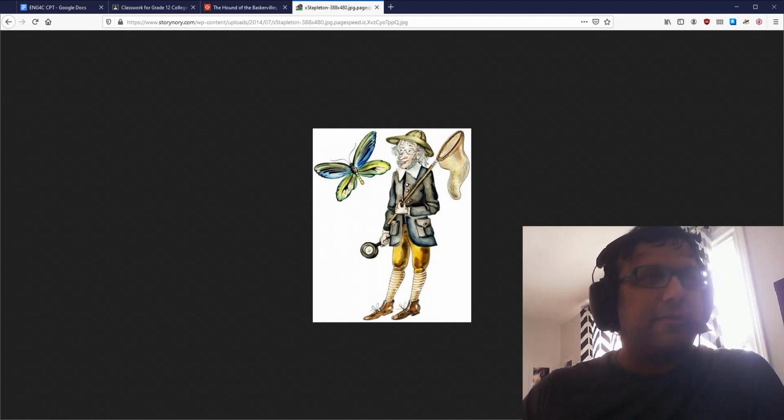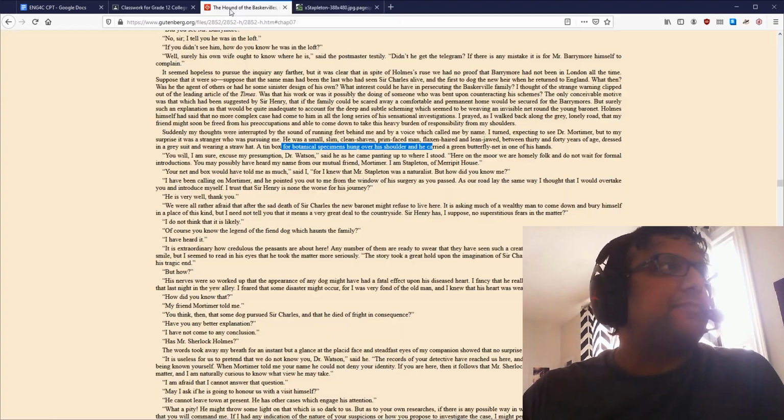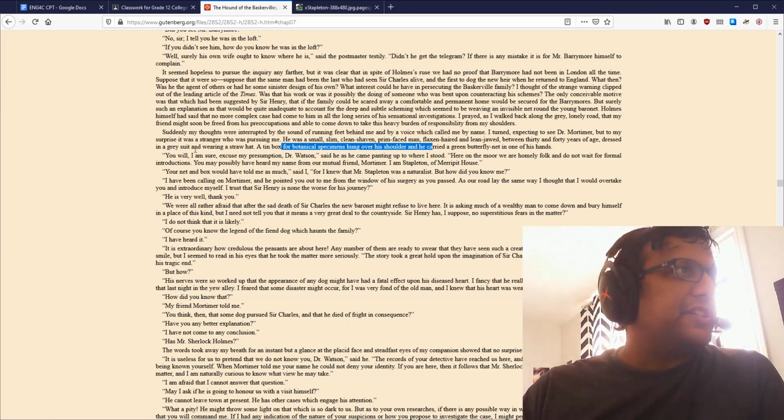Carrying around a butterfly net and getting plants and all that kind of stuff, right? So that's what Stapleton is, right? He's a sort of biologist type character. Anyway, he says, "You will, I am sure, excuse my presumption, Dr.